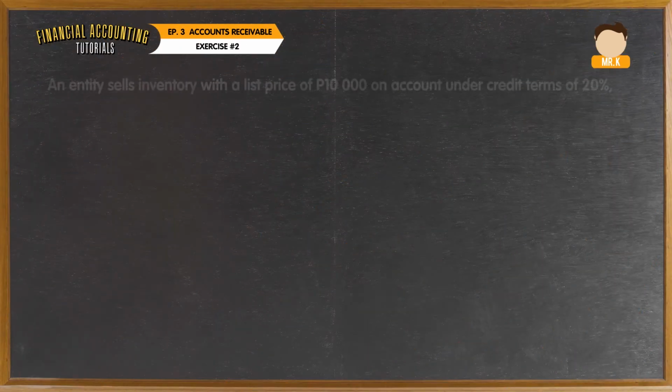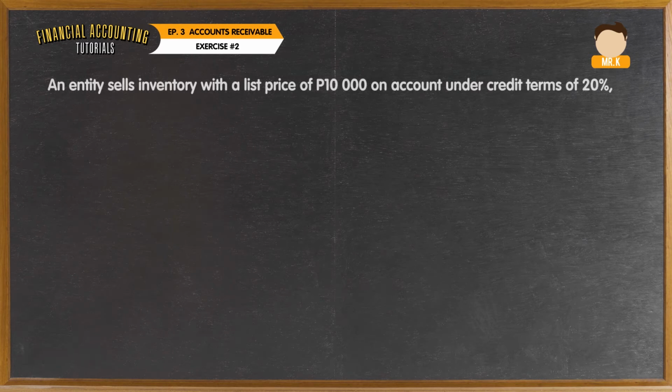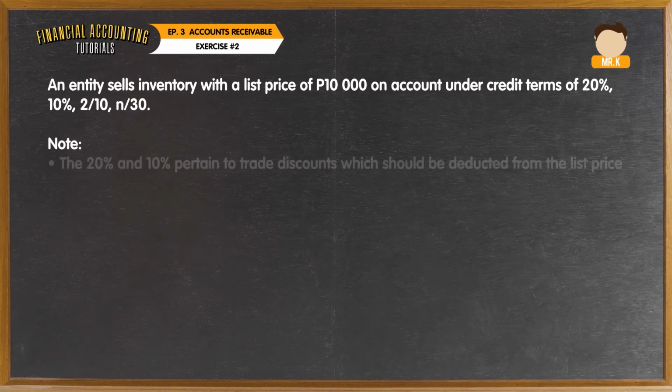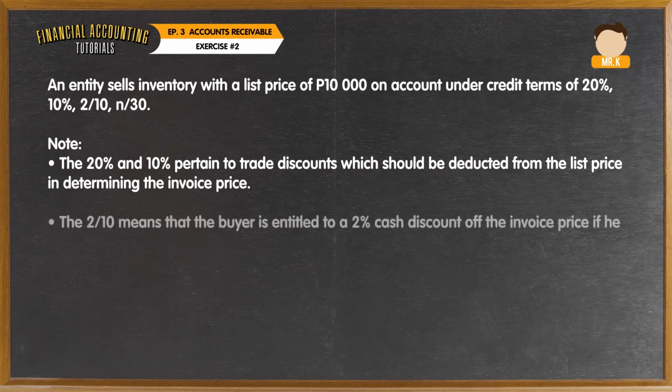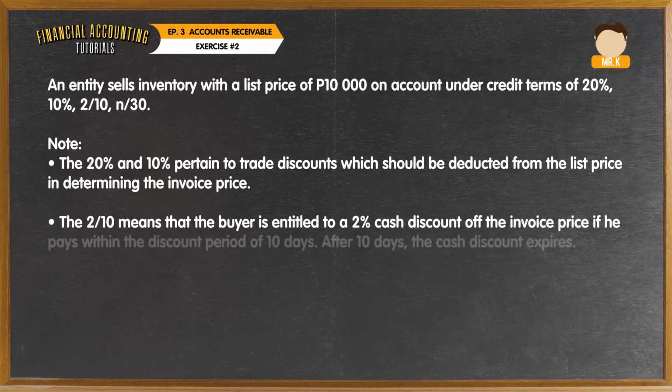For example, an entity sells inventory with a list price of 10,000 pesos on account under credit terms of 20%, 10%, 2/10, N/30. Note that 20% and 10% pertain to trade discounts, which should be deducted from the list price in determining the invoice price. The 2/10 means that the buyer is entitled to a 2% cash discount off the invoice price if he pays within the discount period of 10 days.